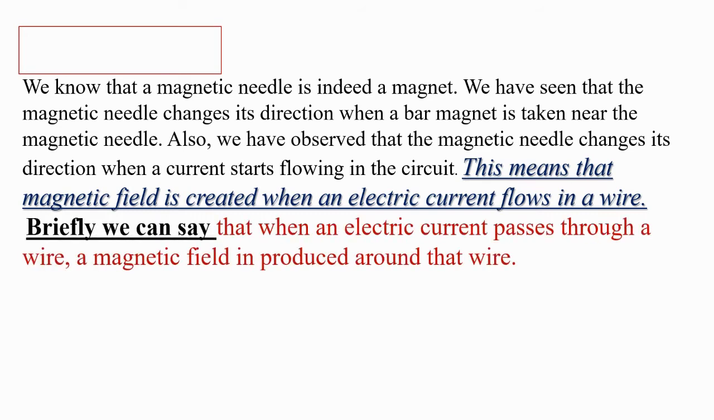Briefly, we can say that when an electric current passes through a wire, a magnetic field is produced around that wire. This was the conclusion of this experiment. And students, do you know who made this conclusion?